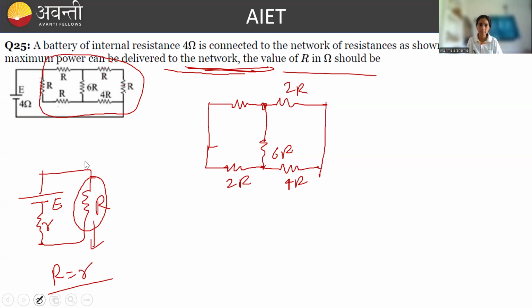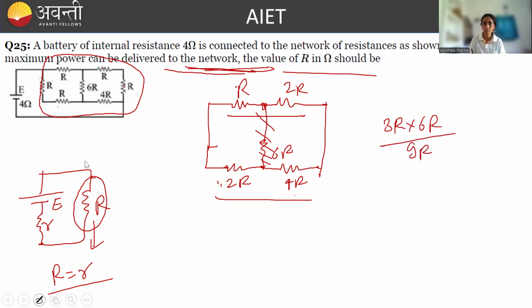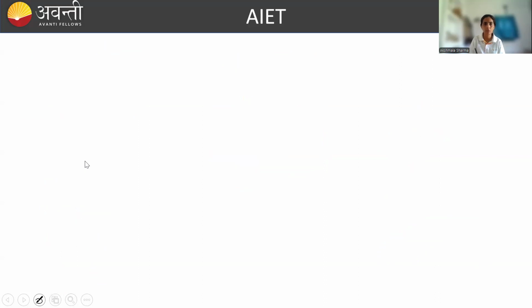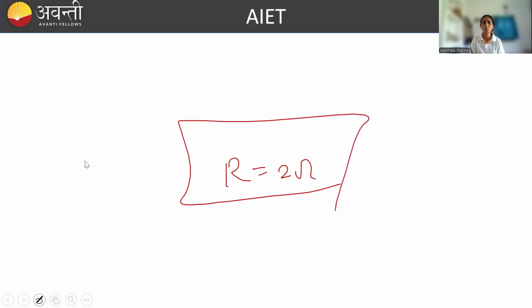So if you look at it carefully, this is a Wheatstone bridge, right? And balanced one, क्योंकि यहाँ पे ये है R by 2R, 1 by 2, 2R by 4R, 1 by 2. So they are balanced, no current will flow here. So these two are in series, these two are in series. R, 2R, R, 3R, 4R, 2R, 6R. So 3R into 6R divided by 9R. So this is equal to 2R, and 2R should be equal to how much? It should be equal to 4. So R is equal to 2. Correct answer will be what? R is equal to 2. Okay.